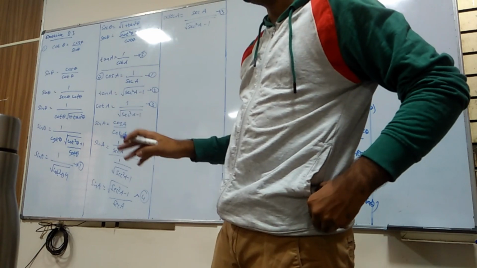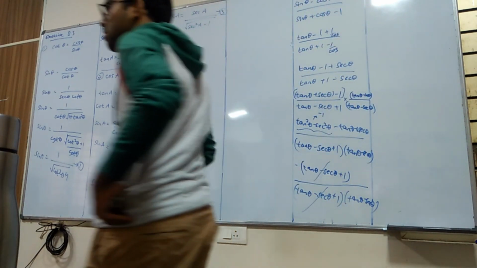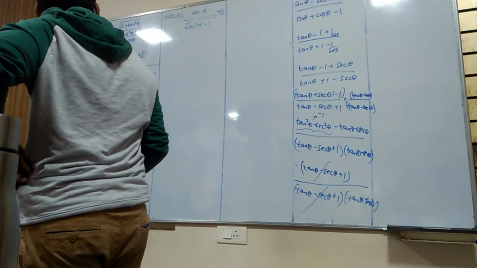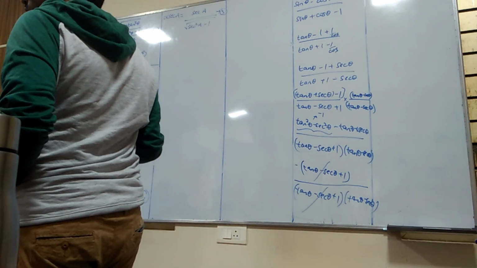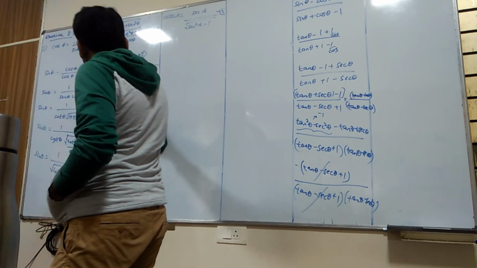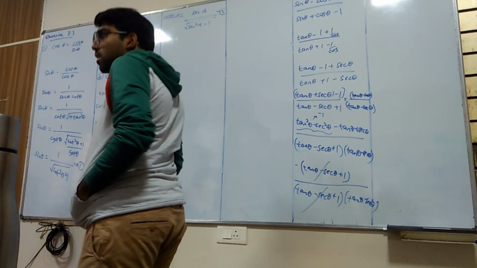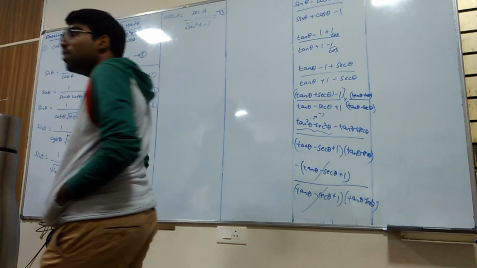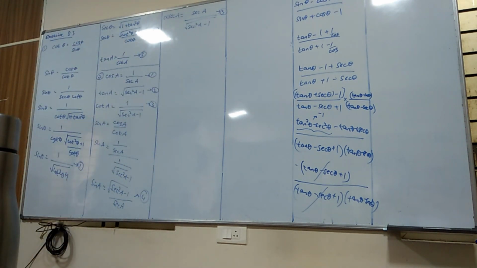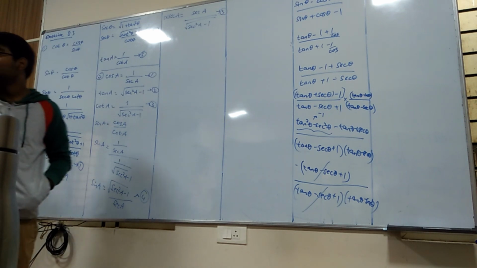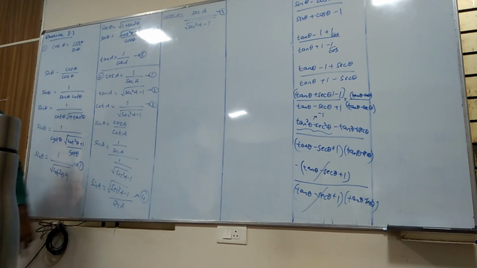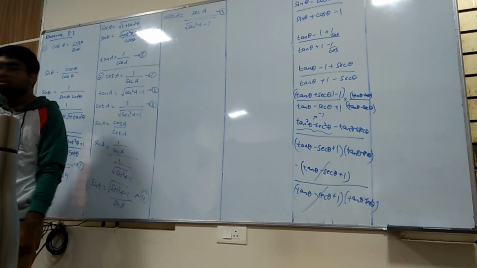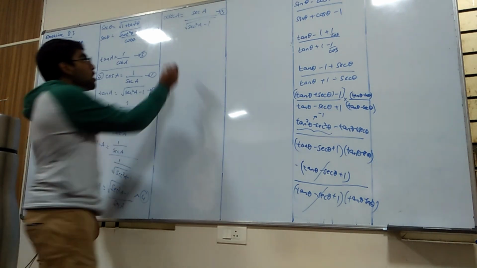Secant is 1 by cos. You have to express everything in terms of secant. Doubt? Cosecant how? Cosecant is equal to 1 by sin, the reciprocal of sin. You found out sin here. That's it. Simple. Easy. Okay. Now we'll go next.